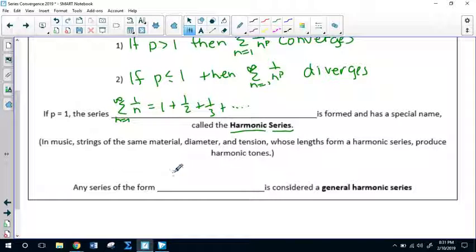Any series that is of a form that's slightly different but close, so in this case, I'm going to write it like this, 1 over an plus b, is considered a general harmonic series. So if you had something like 1 over 2n plus 5, you would know this was a general harmonic series and it will diverge. If you see anything like that, you could call it a general harmonic series and know that it diverges and be done with the problem.